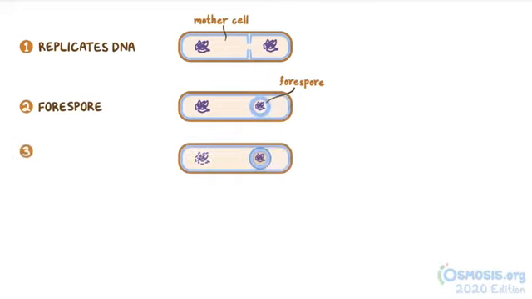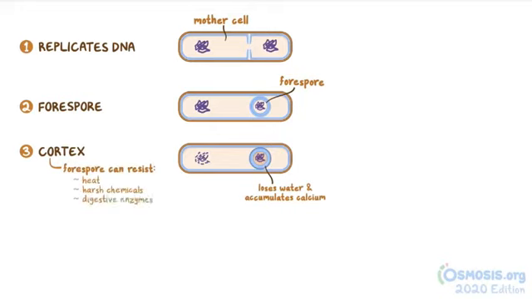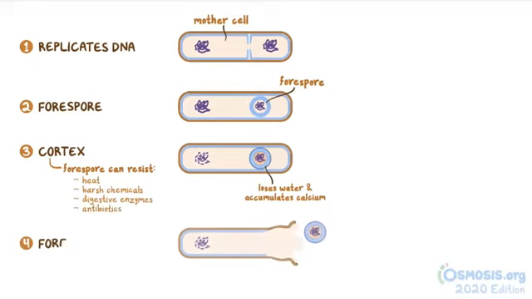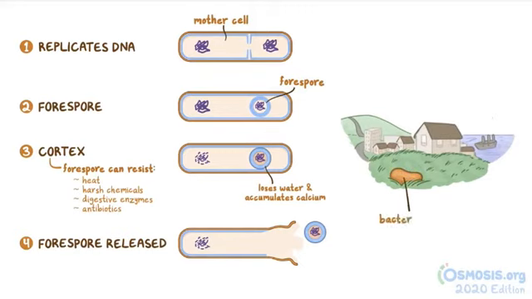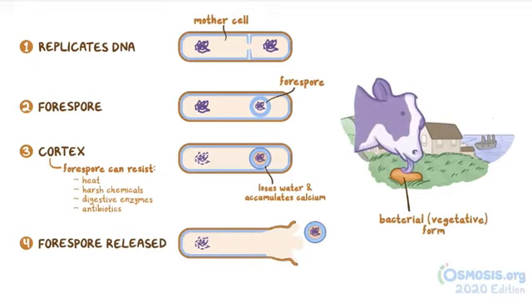Inside the dying mother cell, the forespore loses water and accumulates calcium, and at the same time gets wrapped in a super tough cortex from the dying mother cell. At this point, the endospore is able to resist heat, harsh chemicals, digestive enzymes, and even antibiotics. Finally, as the mother cell dies off, the endospore is released outside. Surprisingly, an endospore can last over 1,000 years, waiting for favorable conditions to come and then germinate into the bacterial or vegetative form, which can then grow, divide, and infect organisms.